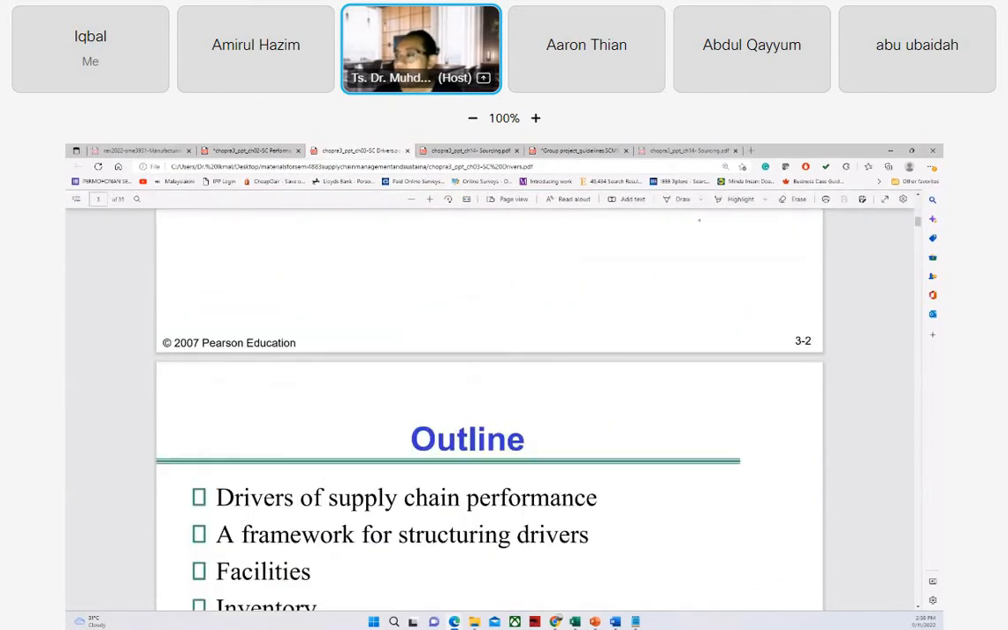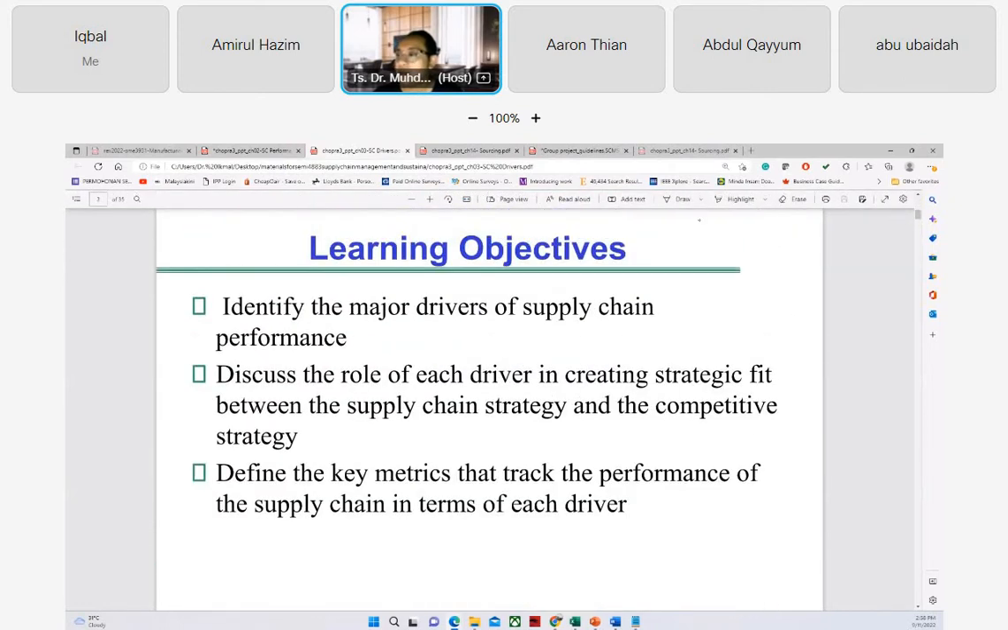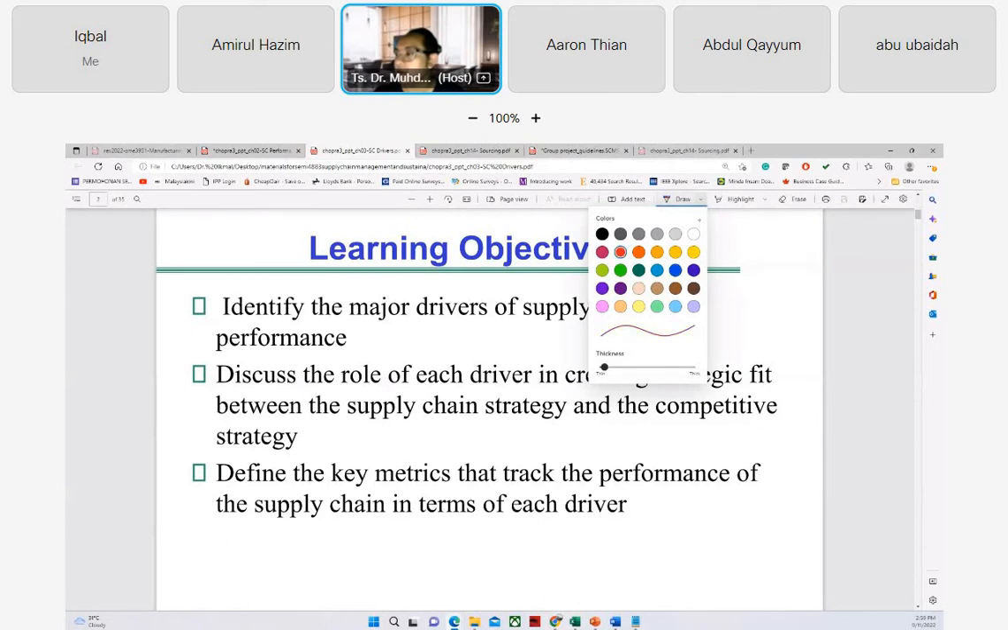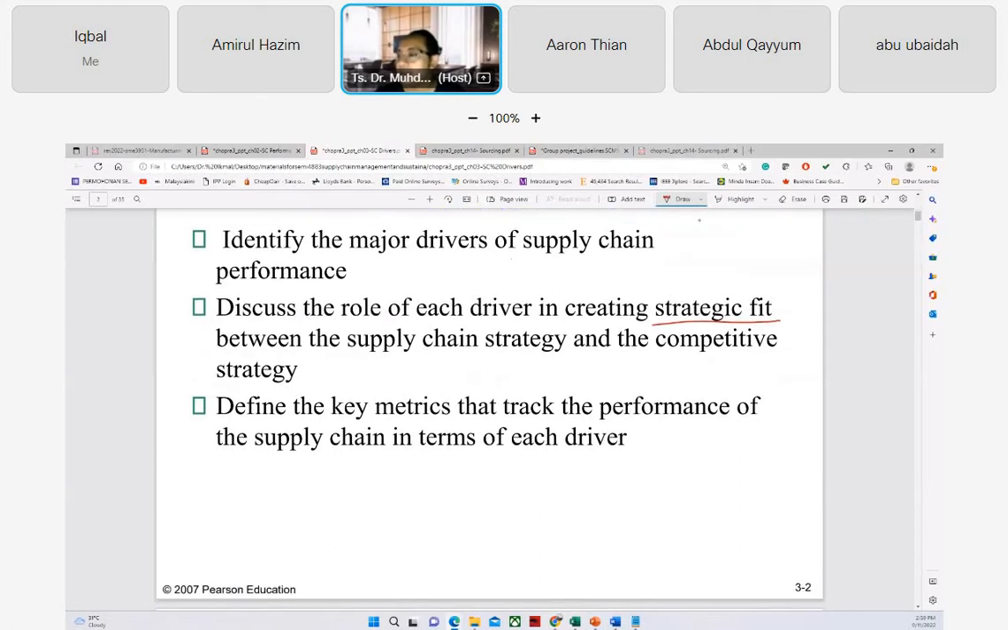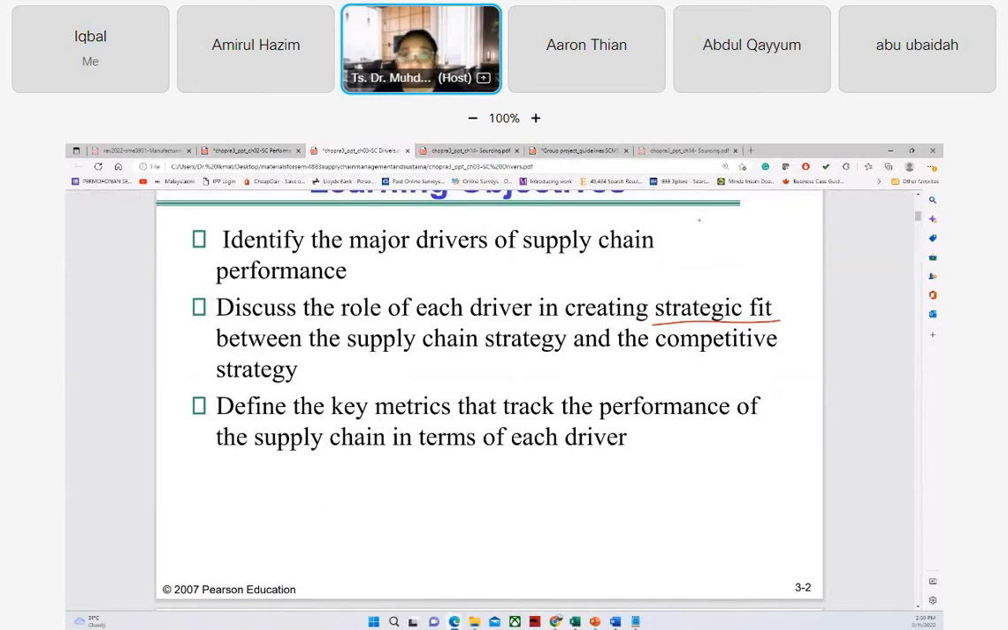So the learning objectives today are to identify the major drivers of supply chain performance, discuss the roles of each driver in creating a strategic fit between the supply chain strategy and competitive strategy, and define key metrics that track the performance of the supply chain in terms of each driver.